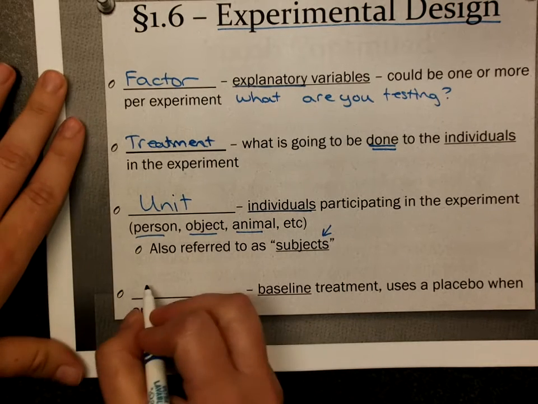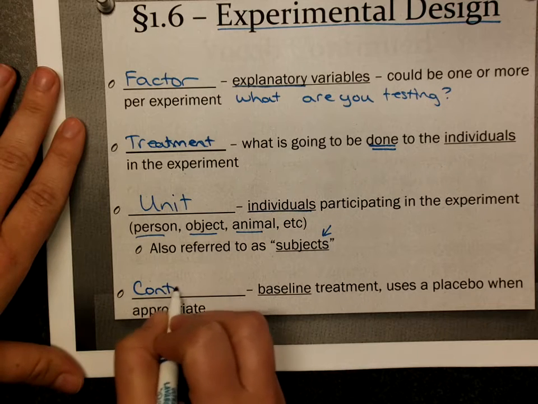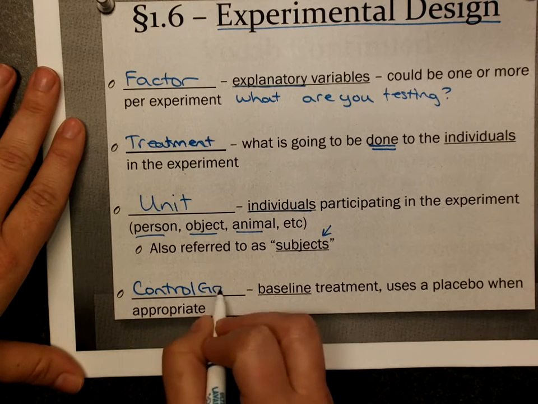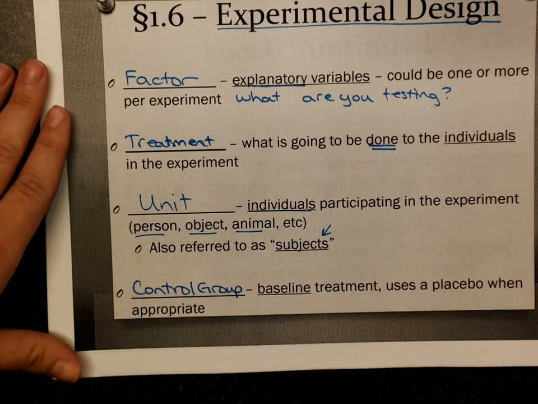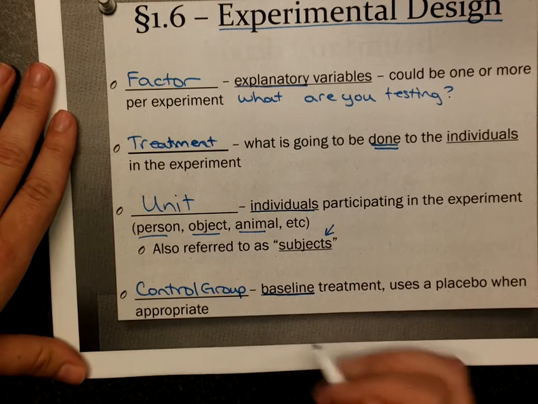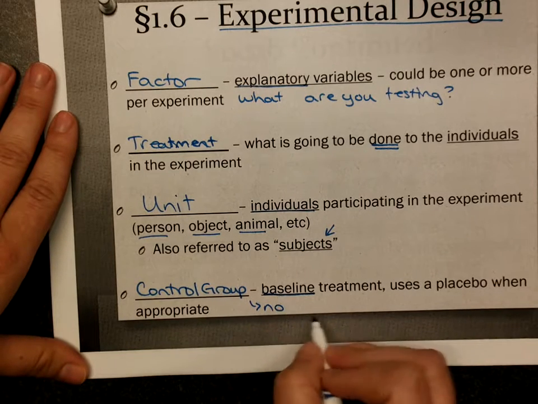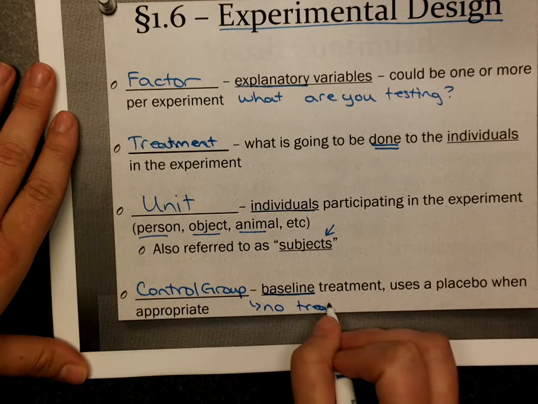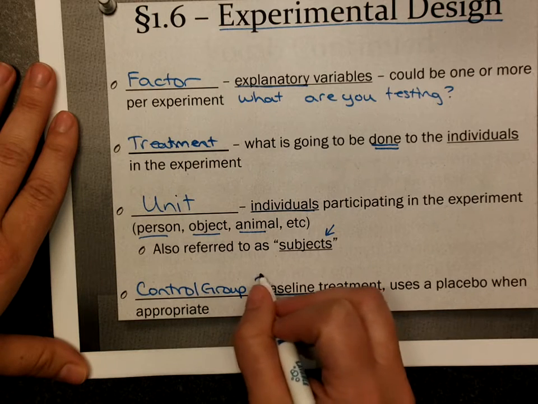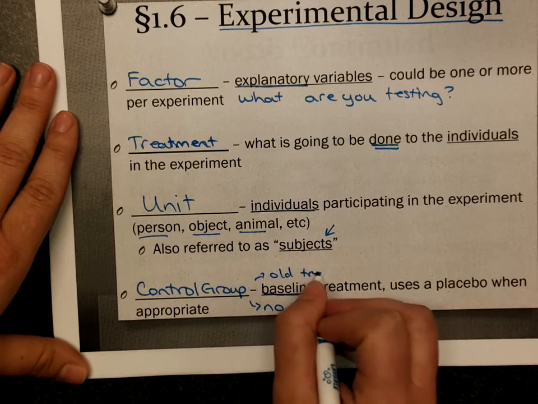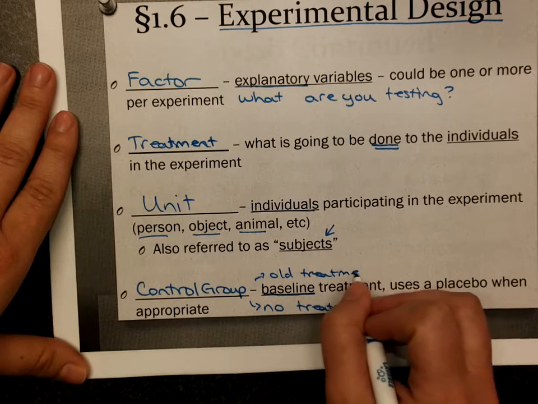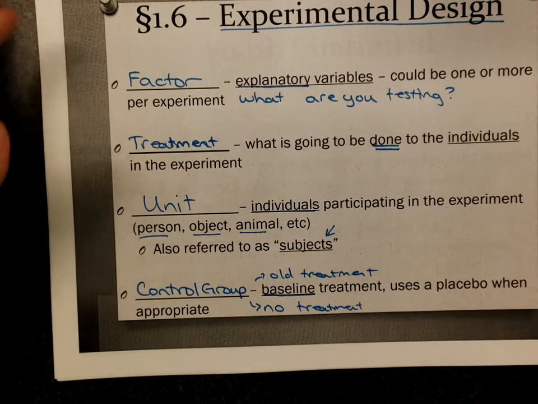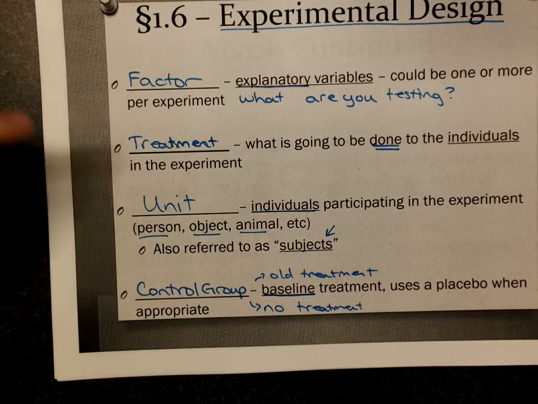And then you have, most of the time, not all of the time, what's called a control group. It is a baseline treatment. Sometimes they'll have no treatment. Sometimes they'll use the old treatment. So if you're testing a new type of dog food, you might have the old dog food as a control. So it's their baseline treatment.